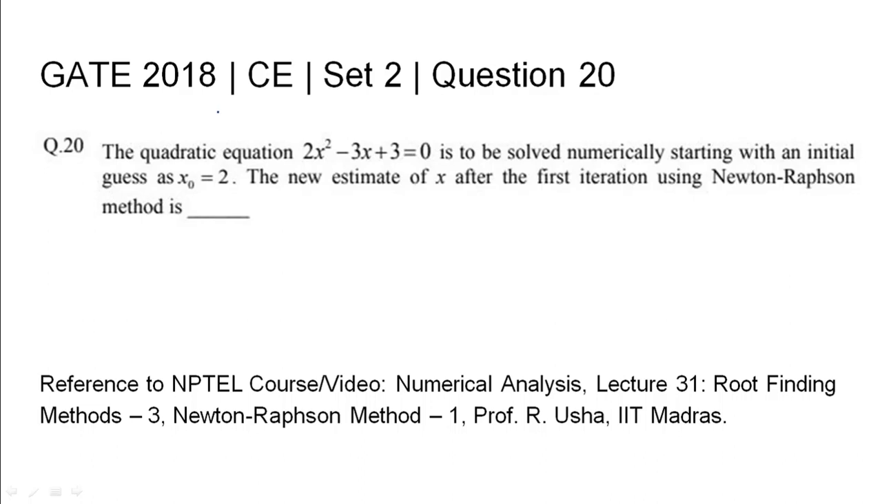GATE 2018 Civil Engineering Set 2 Question 20. The quadratic equation 2x square minus 3x plus 3 equals 0 is to be solved numerically starting with an initial guess of x naught equals 2. The new estimate of x after the first iteration using Newton-Raphson method is. The relevant NPTEL reference has been cited.